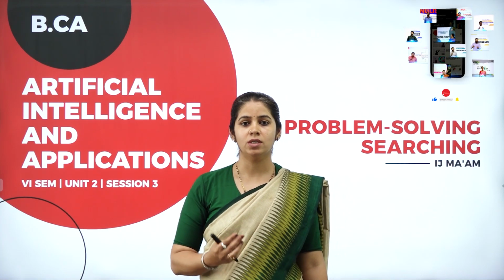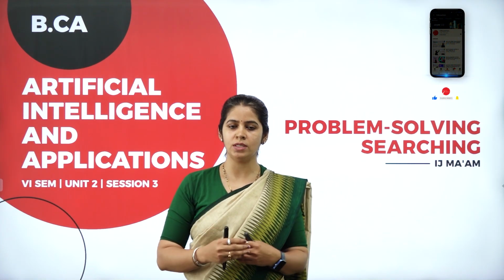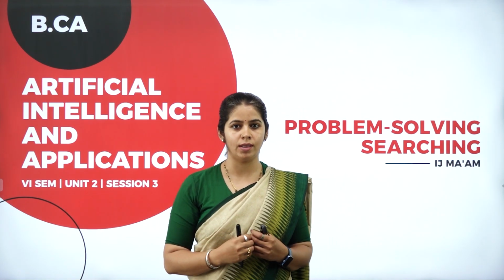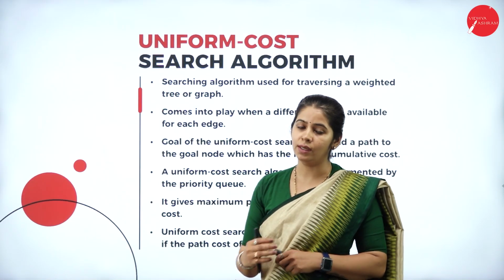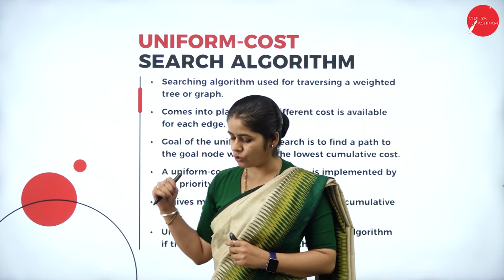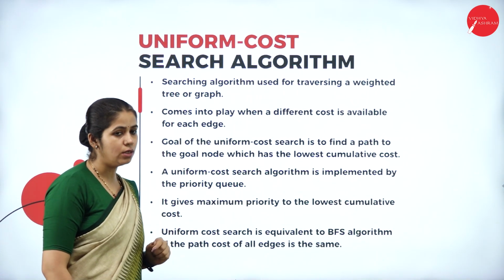Last session, we discussed 3 different uninformed search algorithms. In today's class, we are discussing 3 more uninformed search algorithms. Let us start with the different uninformed search algorithms we have in this session. The first one we are discussing is the uniform cost search algorithm.